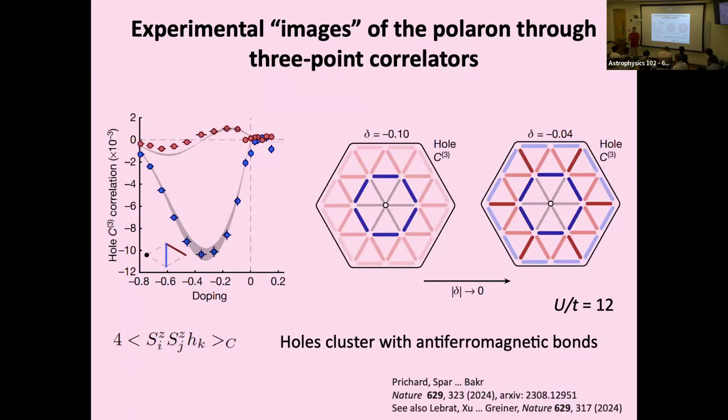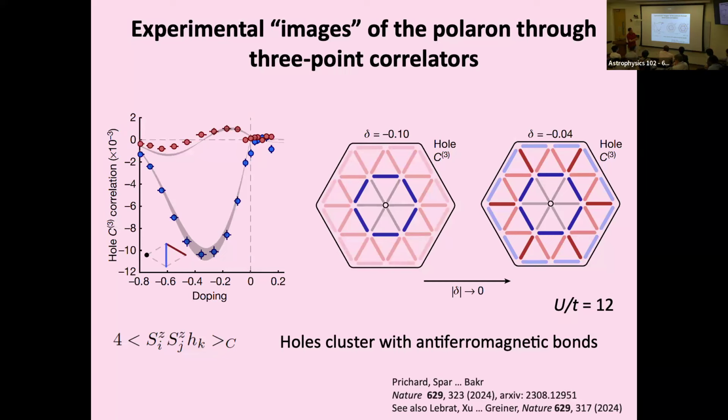You dope it away from half filling. At half filling, we set a large interaction, you get this spiral antiferromagnet. And what you can do is go and find a hole dopant and then evaluate the spin correlations around it. And what you find, for example, here's 10% doping, is that indeed, this is data now, the correlations around the hole are antiferromagnetic. Go further out, they switch sign.